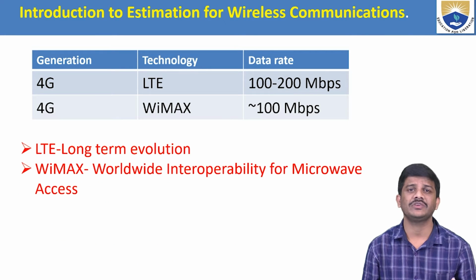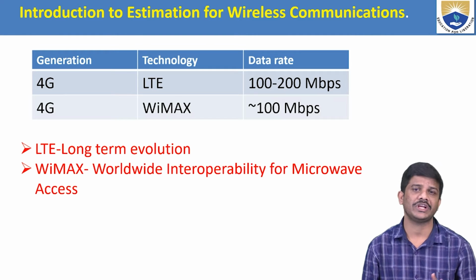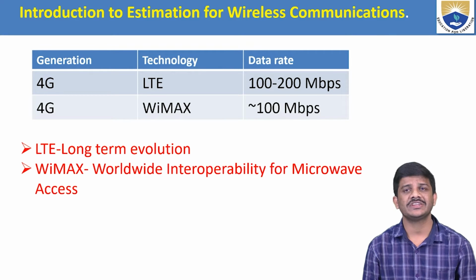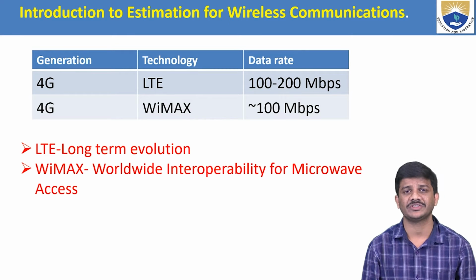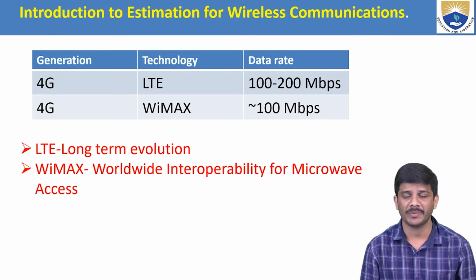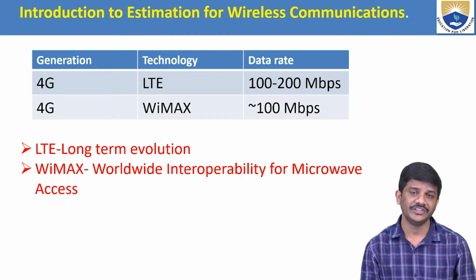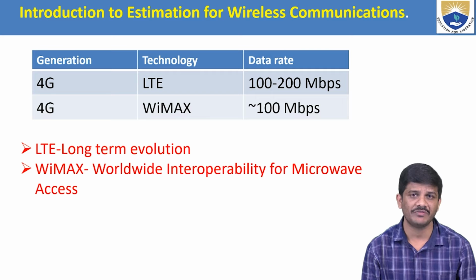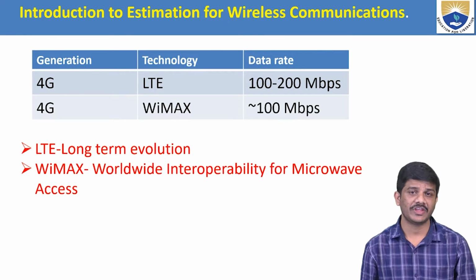Then we go to the fourth generation. In the fourth generation we have two technologies, LTE and WiMAX. LTE is Long Term Evolution, and WiMAX is Worldwide Interoperability for Microwave Access. Here you can see the difference. The data rate of LTE is 100 to 200 Mbps. Some mobile phones use LTE technology and some use WiMAX technology. In WiMAX we have approximately 100 Mbps.